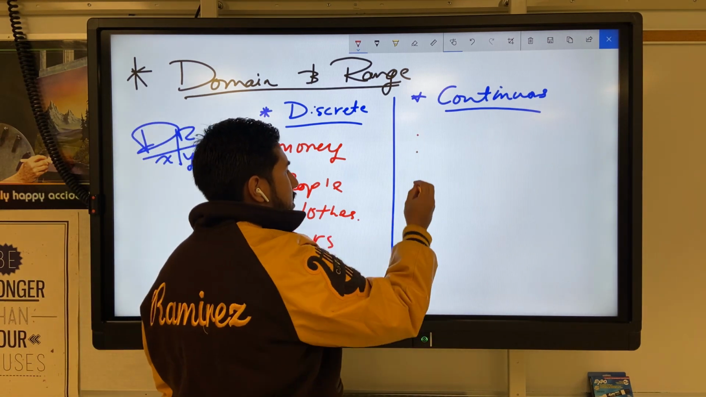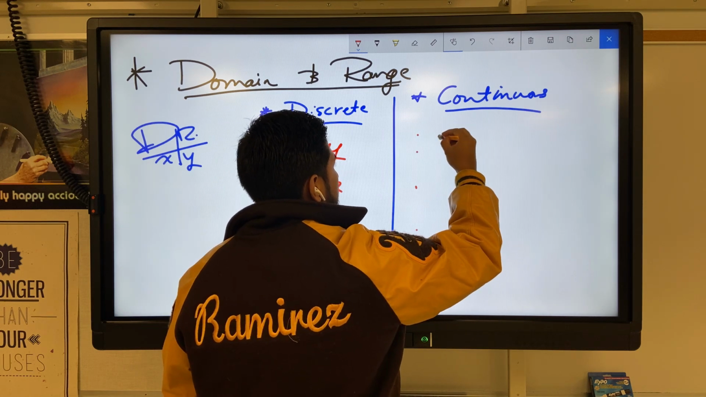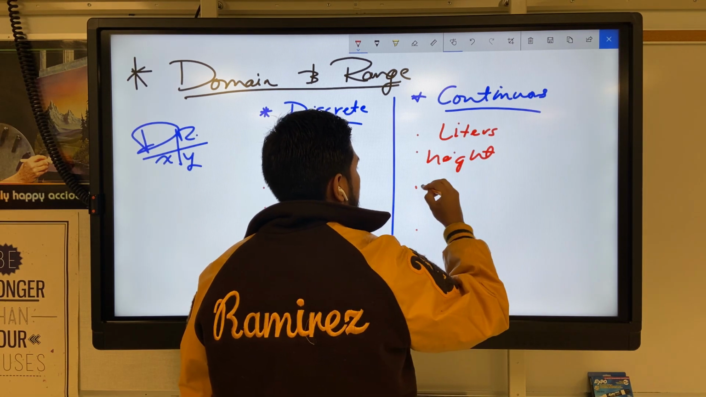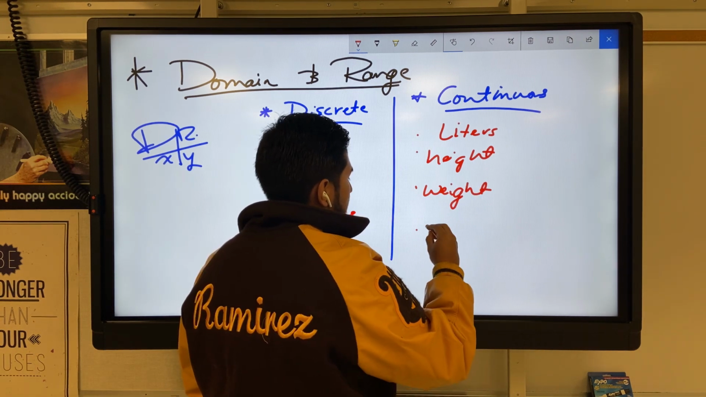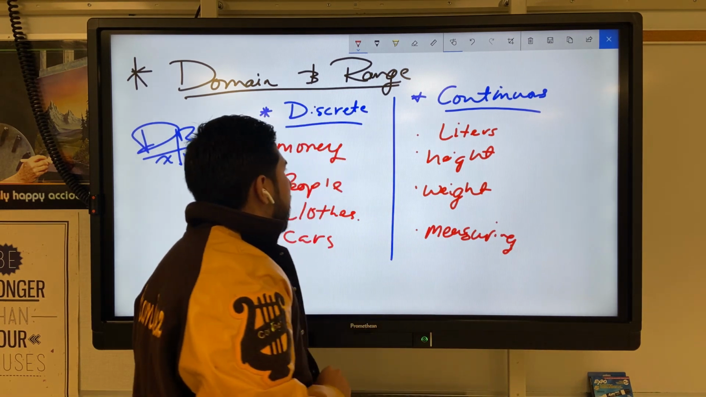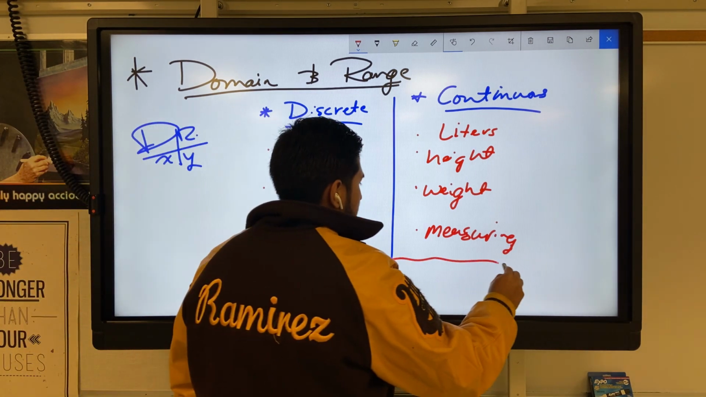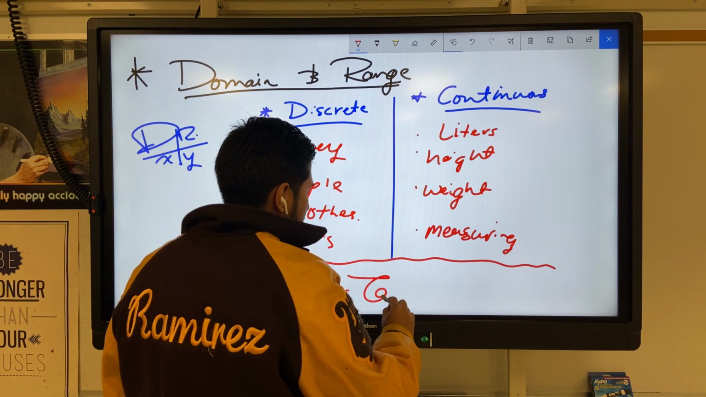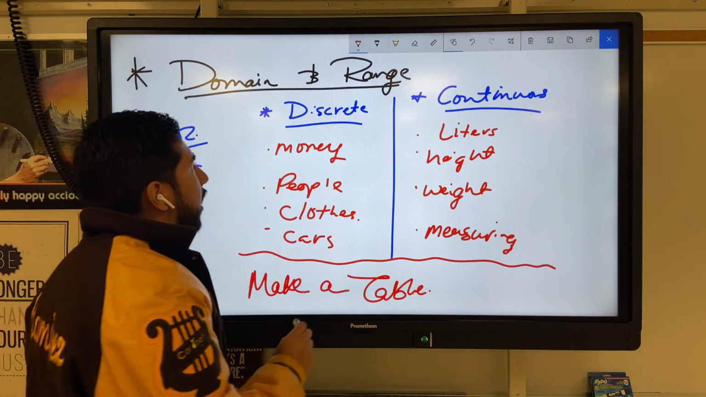Over here, continuous, this is just measuring things. Let's say liters, height, weight, anything that's measurable. Okay. Now, when you also get these type of problems, you need to make a table. So make sure you make a table. Make a table. Check it out.